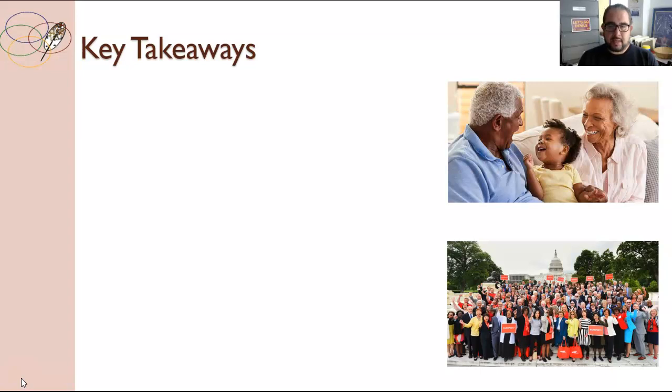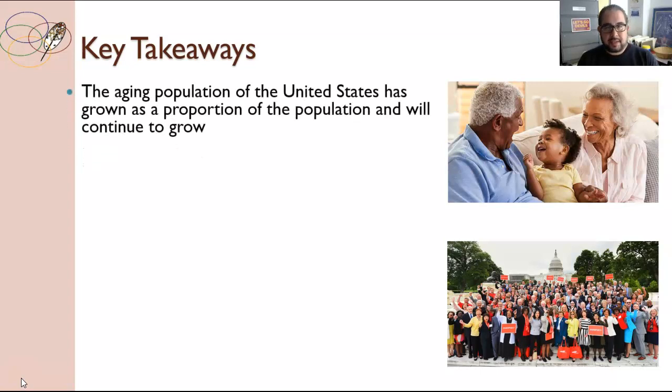After reading the chapter, some of my key takeaways are that the aging population of the United States has grown as a proportion of the population, and it will continue to grow. If you look at the first page of chapter 10, it says that it's grown since 1900. The percentage of elderly people in the country has more than tripled, and that's not changing. This is a trend that's going to be increasing. I talked about it last week with the baby boomers retiring and people living longer due to health innovations and medical treatments. That creates an older population, and it can create some strain on the social welfare system that we currently have in place.